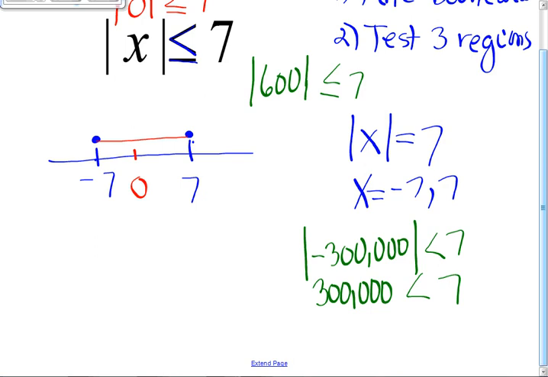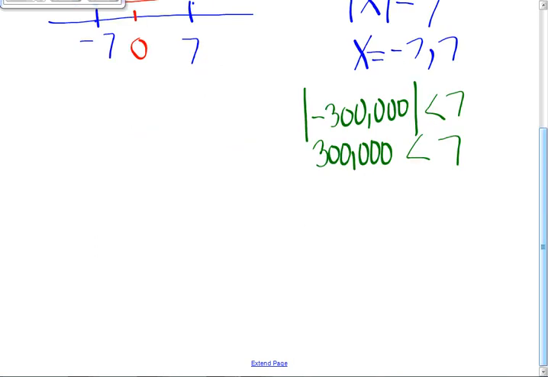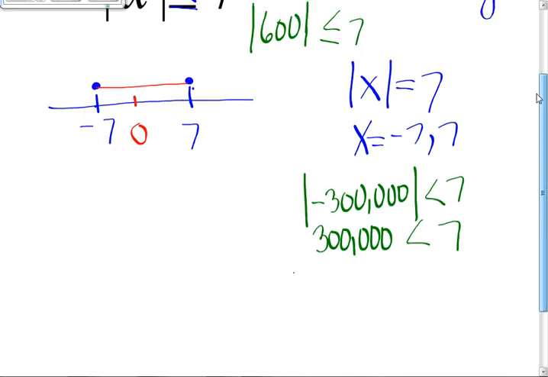Sure. Make it decent. Negative 300 million trillion. Because it'll be positive 300 million trillion, and that certainly is not less than 7. Okay? How do you write your answer, though?